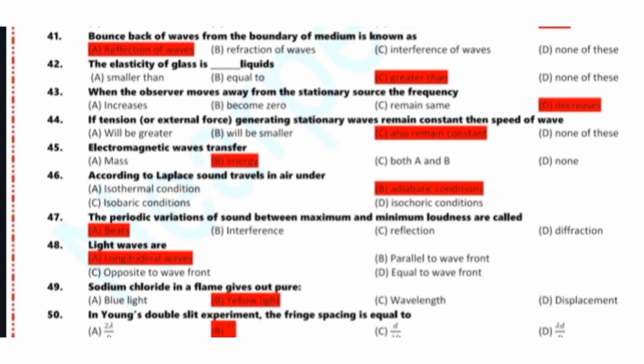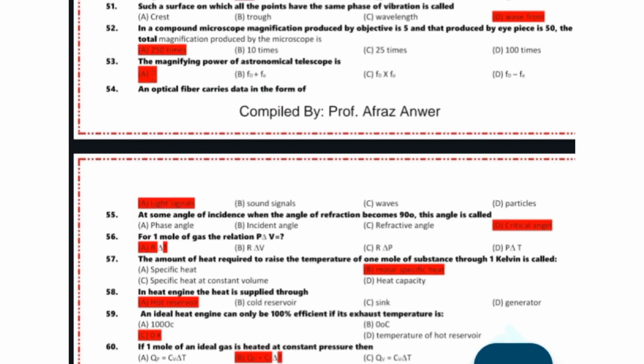Sodium chloride in a flame gives out pure yellow light. In Young's double-slit experiment, the fringe spacing is equal to lambda L divided by 2d. Such a surface on which all the points have the same phase of vibration is called wavefront.